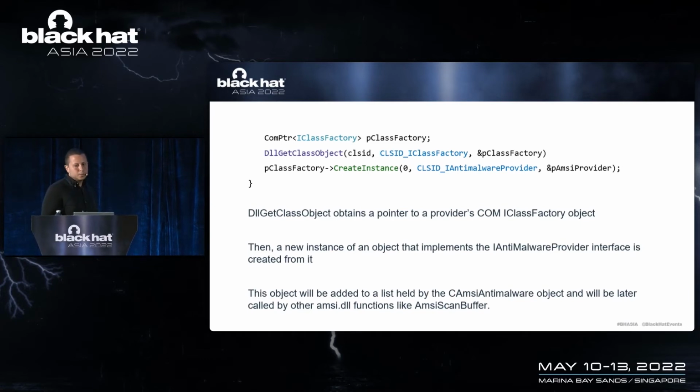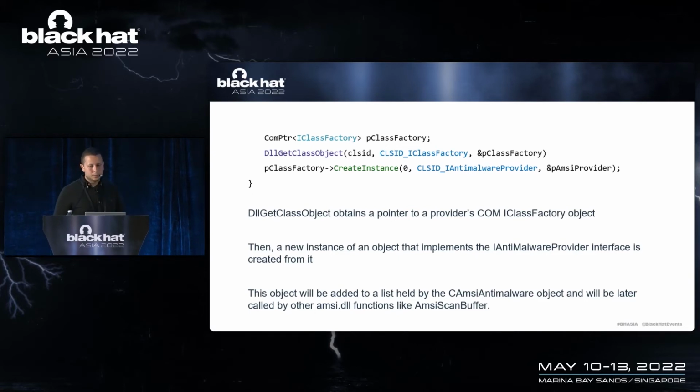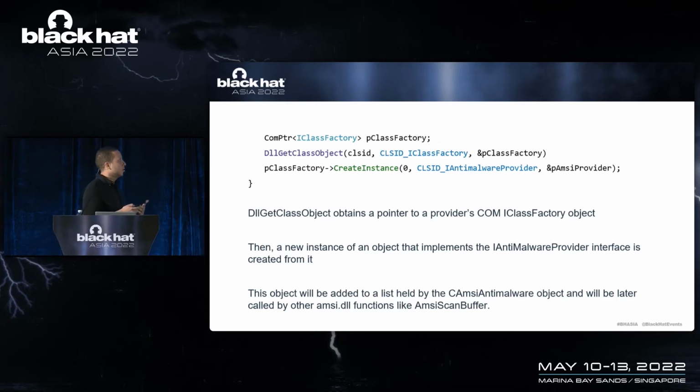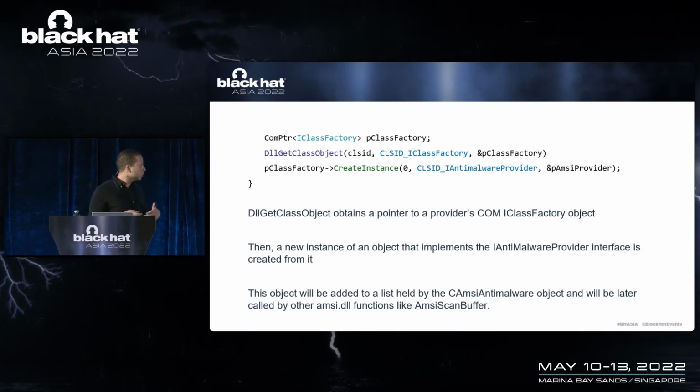DllGetClassObject obtains a pointer to the provider's class factory object. Then we're going to create a new instance of an object that implements the anti-malware provider interface. As we've seen, this interface is the main logic, the main principle of AMSI, and this is what the provider needs to implement: the Scan function, DisplayName, and CloseSession. So when we create a new instance of this interface, we create a new object that represents what the provider provides, which are these functions that must be declared by the anti-malware provider interface.